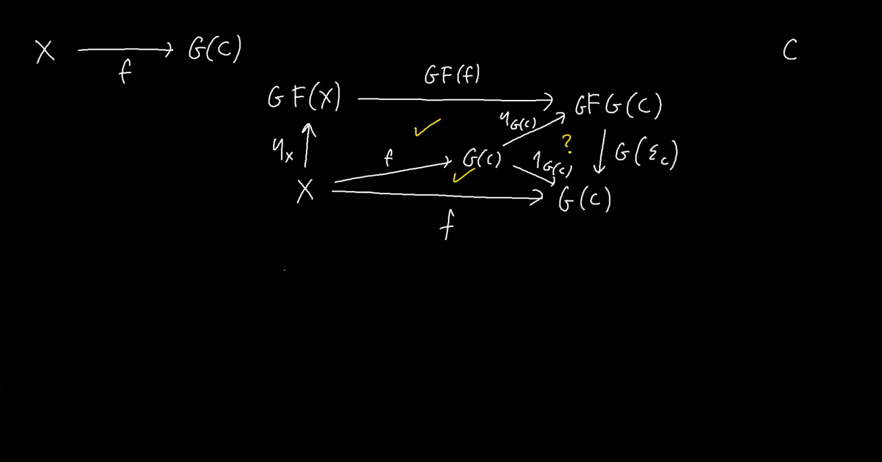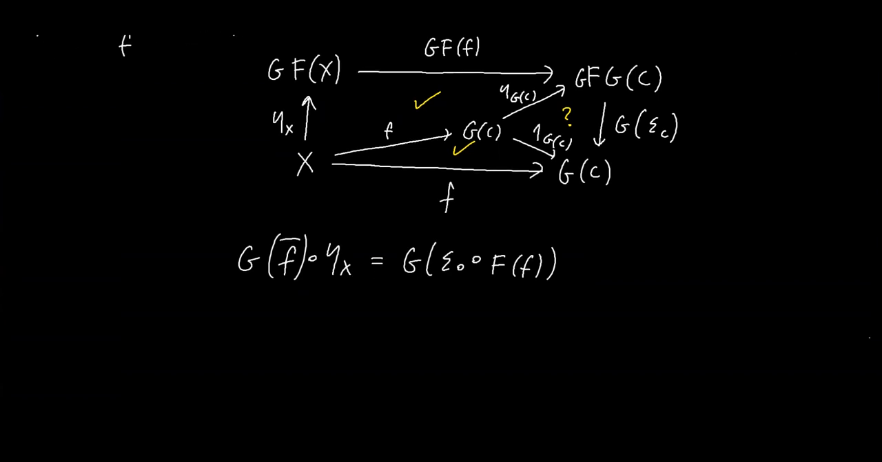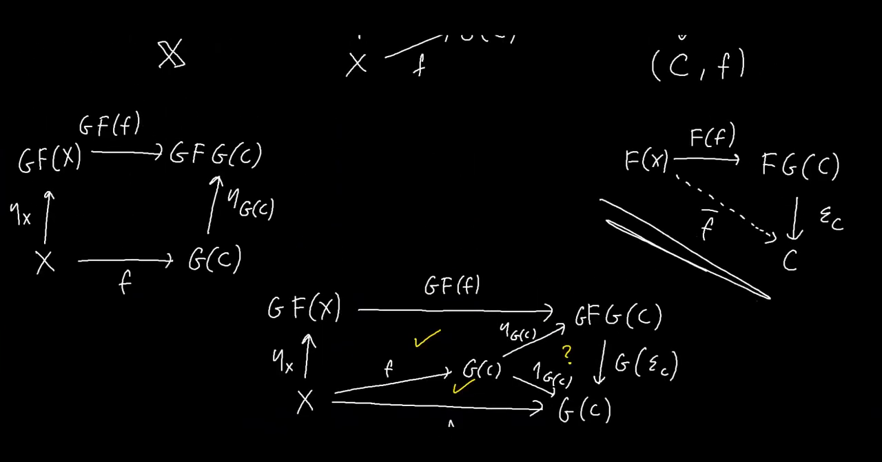So we want to see what G of F bar composed with eta x equals. F bar has been decomposed as eta C composed with F of F. That was the definition of F bar. So this is by definition of F bar. Remember, that's how we build F bar.